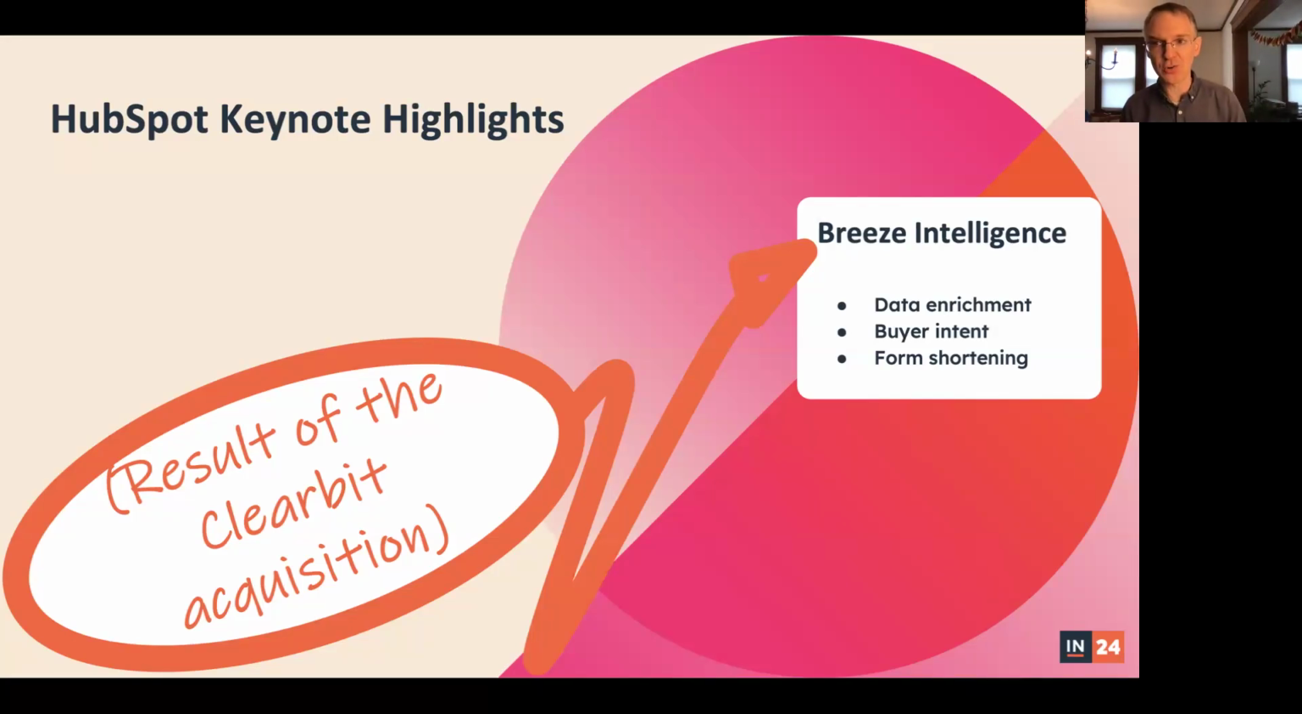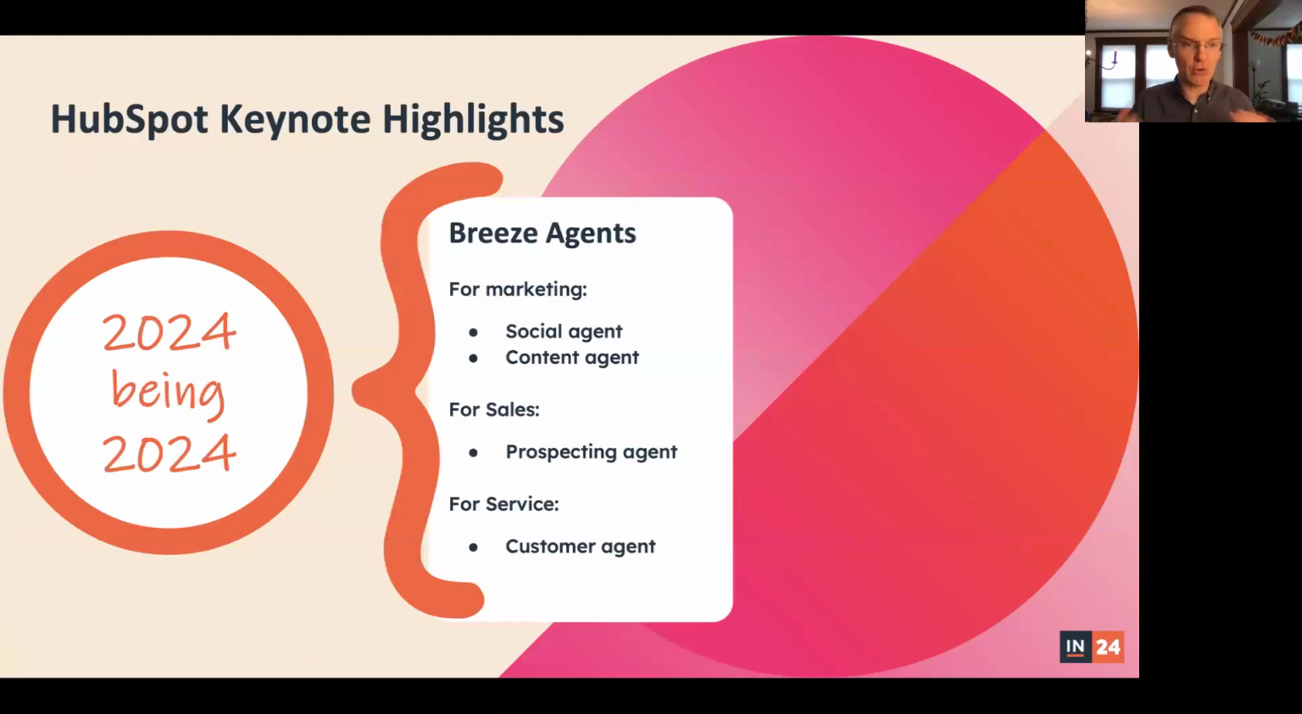And then form shortening is this feature that's been put in Starter, where if someone's filling out one of these multi-step forms, we can fill in fields in the background using Clearbit data so that they don't have to. They get a shorter form to fill out, and you get all the data as if they filled in a longer form. That's great. Breeze Agents is the totally net new thing.